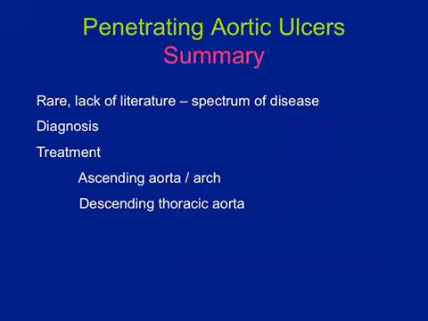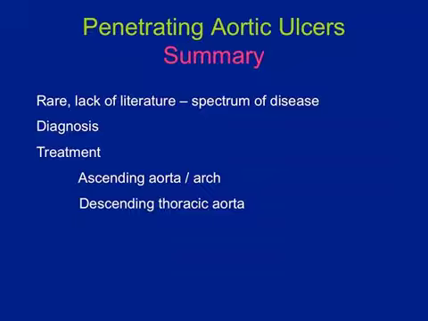Currently, there are no rigid guidelines for the treatment of penetrating aortic ulcers. The majority of the literature, however, does recommend the following. If a penetrating aortic ulcer is found in the ascending aorta or the arch of the aorta, they should undergo open repair because of their propensity to progress to a potentially lethal condition.